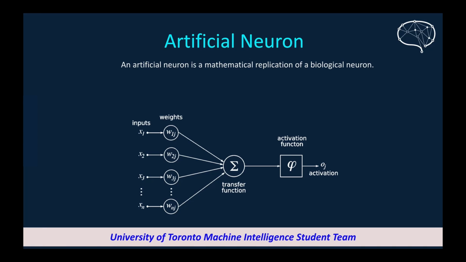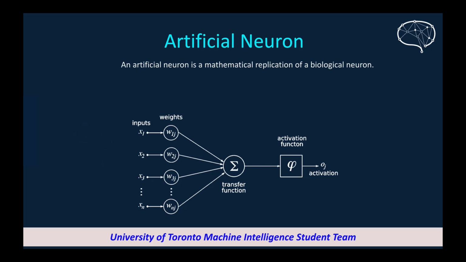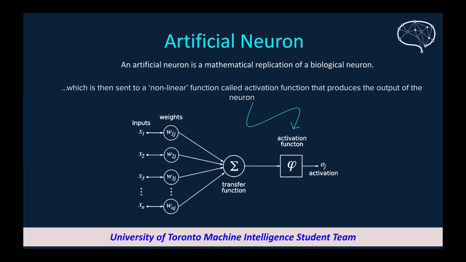Let me explain this whole concept with some visuals. So basically an artificial neuron is a mathematical replication of a biological neuron. The neuron may receive one or more inputs depending on the type of network. These inputs are then multiplied by parameters called weights. And then these are fed to the transfer function to generate a single value, which is then sent to a non-linear function called the activation function that produces the output of the neuron. Now, what is an activation function? We will look at that in the upcoming video.